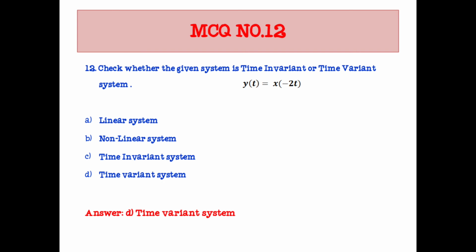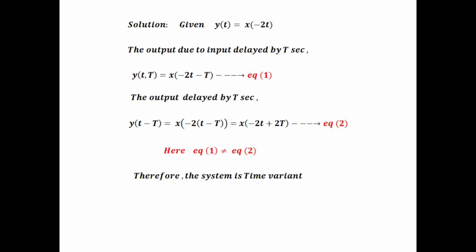So y of t is equal to x of minus 2t. The answer is time variant. Let us see how. In x of minus 2t, the output is delayed by t seconds. It is a continuous time system, so you should not use k. You have to use another variable. So just delay the signal by minus t to form equation 1. X of minus 2t is given, so just delay the signal by minus t.